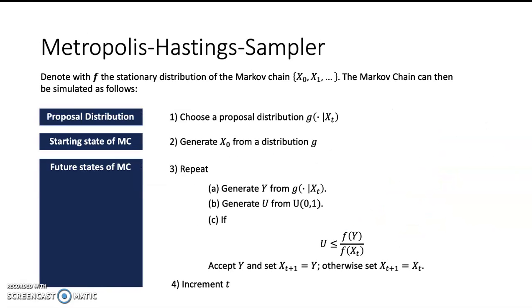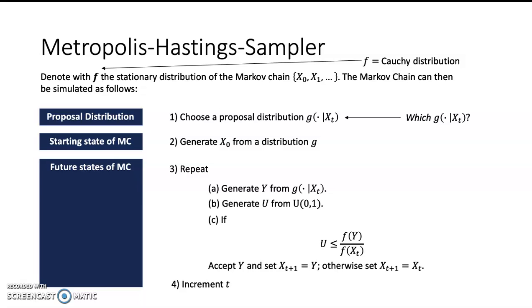And again, the logic of the Metropolis-Hastings sampler is shown over here, but since it is demonstrated in part 2, I'm not going to go through every detail of it. So in this case, the little f is going to be the Cauchy distribution, which is the distribution we are generating. And for the proposal distribution, again, this time, we're using a normal distribution.